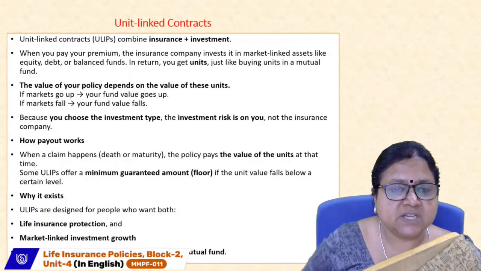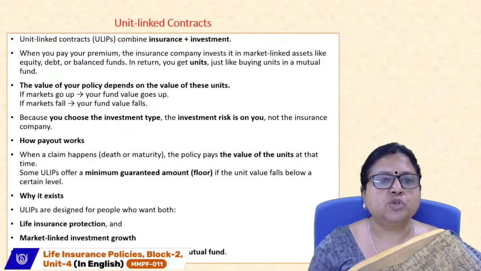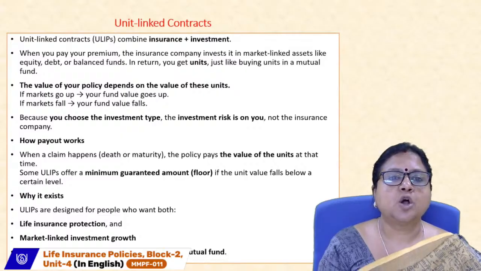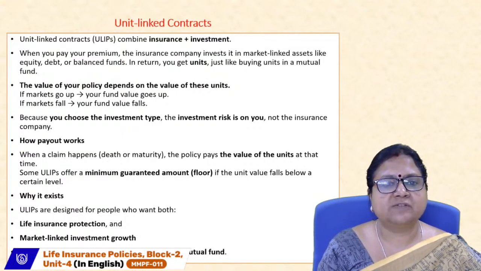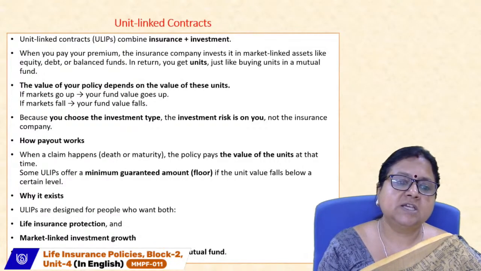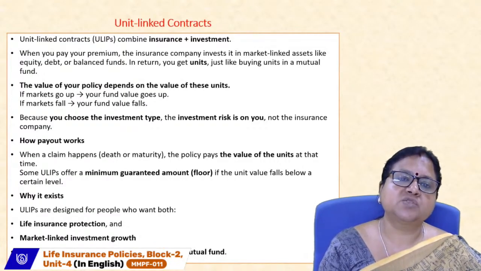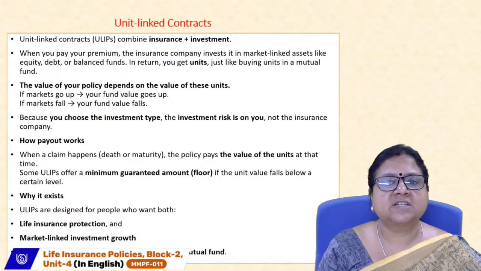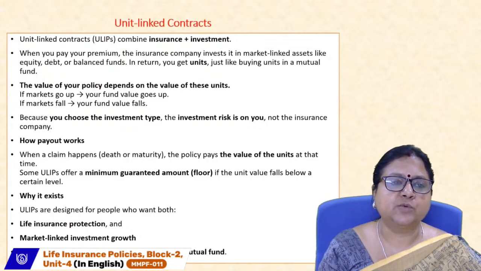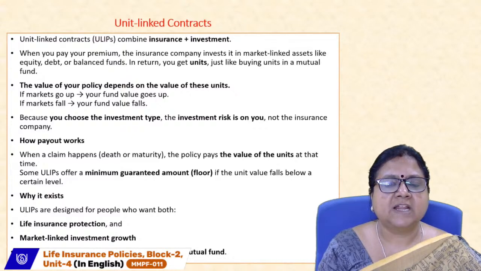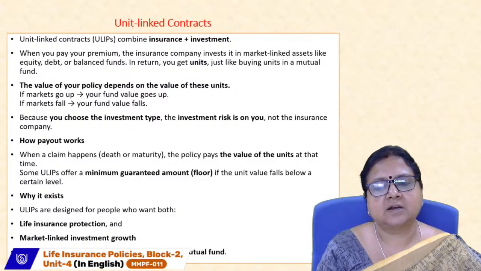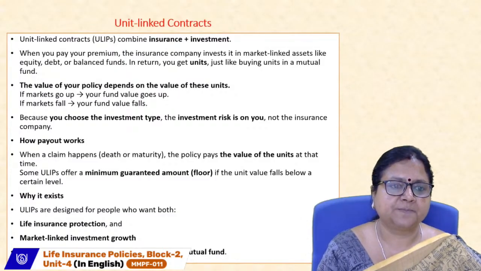Now, the next type of scheme is unit linked contracts. Unit linked contracts are also known as ULIP contracts. Here it is a combination of both insurance, life insurance, as well as investment. Here, the companies invest the funds which are collected in the market, like in mutual funds. They invest in market-linked assets like equity, debt, or balanced funds, and in return, the policyholder gets units, like buying the units of a mutual fund.